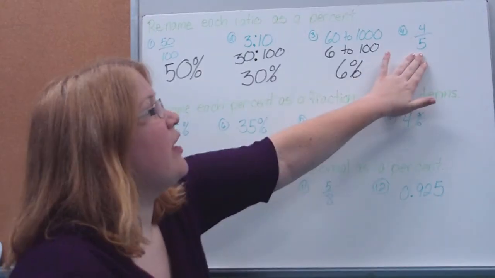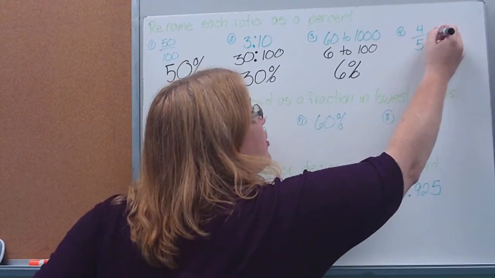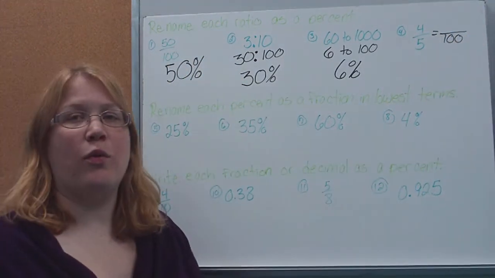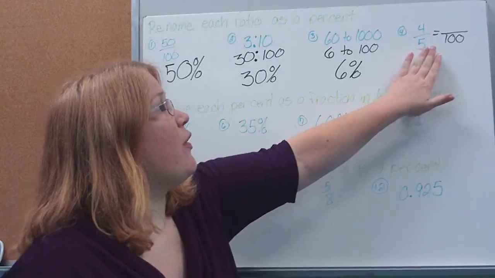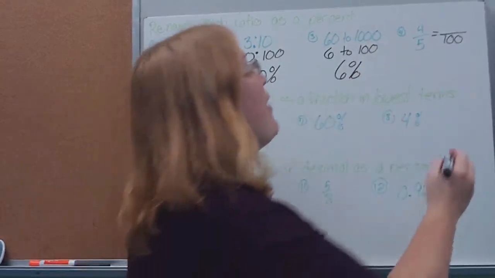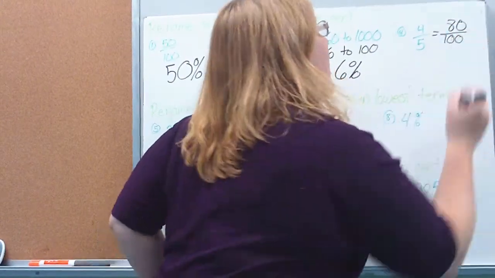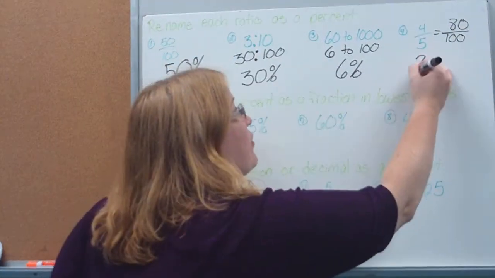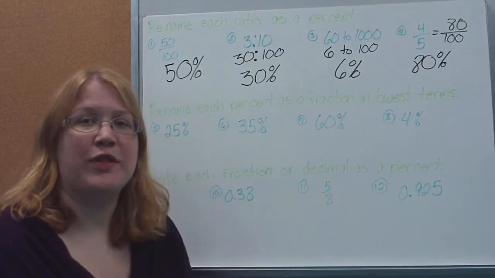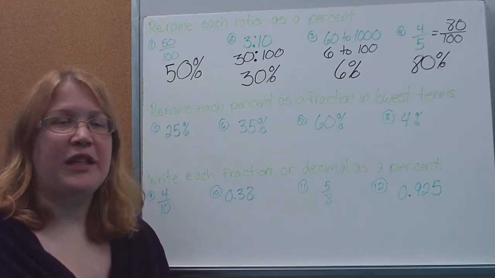Here it's a little trickier. I have a 5. Well, I want to rewrite my equivalent ratio as a 1 over 100. So what did I have to multiply 5 by to get 100? 20. So I need to multiply my 4 times 20, and I get 80. So now I have it written as the ratio to 100, which means the top number becomes my percent, 80%. Nothing too complex.